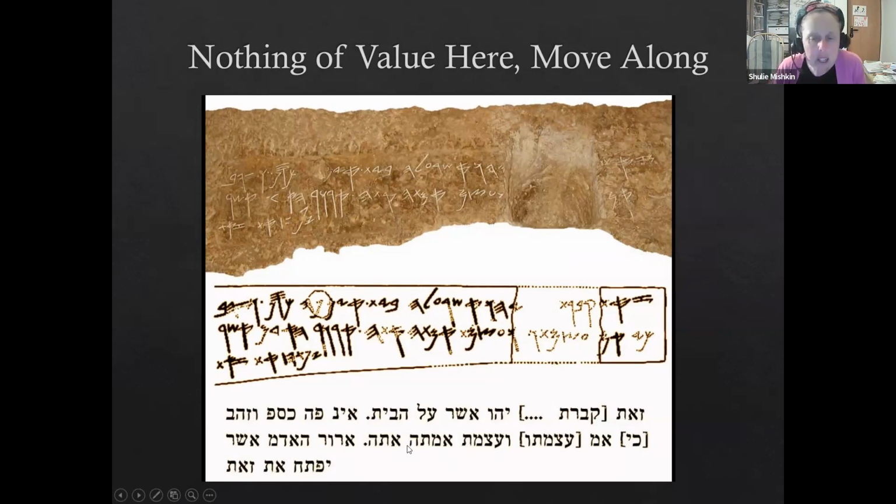It's only his bones and the bones of his servant. There's nothing here. And just in case you didn't believe that, "Arur ha'adam asher yiftach et zeh": cursed is the person who opens this. Neither of these things worked. The grave was robbed, but it's a great testimony to how people thought about how they could protect themselves.